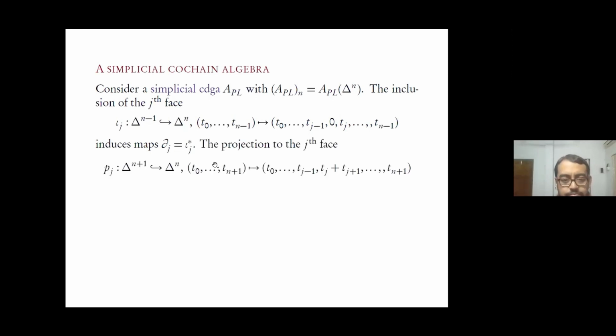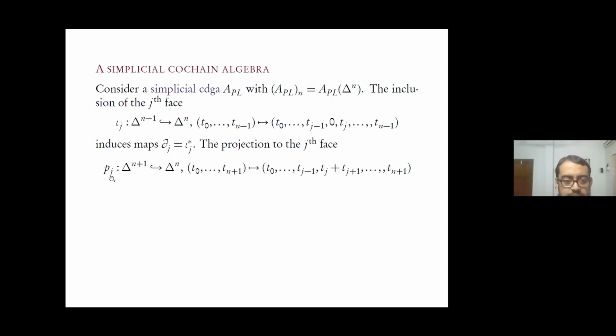And similarly, there's a projection, or the degeneration, from delta n plus 1 to delta n. Sorry, this shouldn't be a hook arrow. This is obviously a typo. This is just a map. This is not an injective map. So this is a projection, in the sense that for t0 through tn plus 1, all you do is at the jth coordinate, you add up tj and tj plus 1. So you're projecting this n plus 1 simplex onto a specific codimension 1 face.